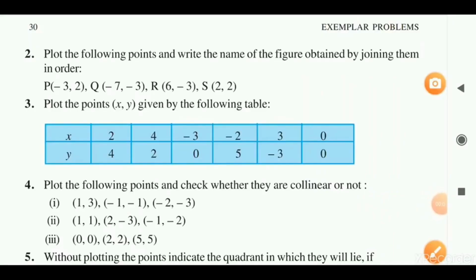let us start question number 2. Here we have: plot the following points and write the name of the figure obtained by joining them in order, where the coordinates of point P are -3 comma 2, the coordinates of point Q are -7 comma -3, the coordinates of point R are 6 comma -3, and the coordinates of point S are 2 comma 2. So let us draw and let us see what we get.